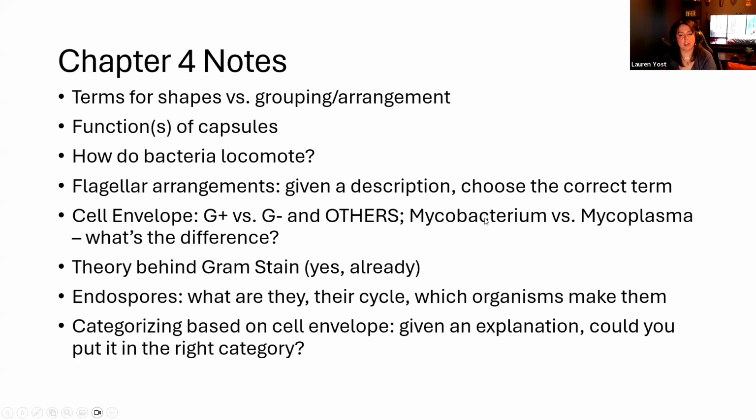And mycobacterium with the mycolic acid, and the mycoplasmas, they don't have a cell wall, so they are going to be pleomorphic. All right, the gram stain. Just know how the crystal violet is working, getting stuck in the peptidoglycan. The iodine is the mordant that is going to fix everything in place. The alcohol is going to rinse out any crystal violet that didn't get stuck in the gram negatives. And then the safranin is going to counter stain.